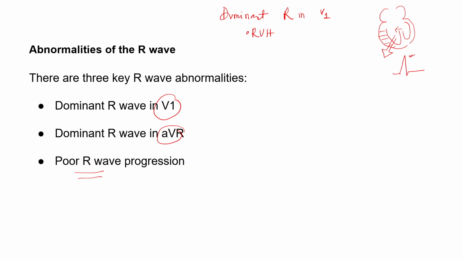Right ventricular hypertrophy can occur due to so many causes. It can occur due to pulmonary stenosis. It can occur due to pulmonary regurgitation. It can occur due to pulmonary hypertension. There are so many causes.